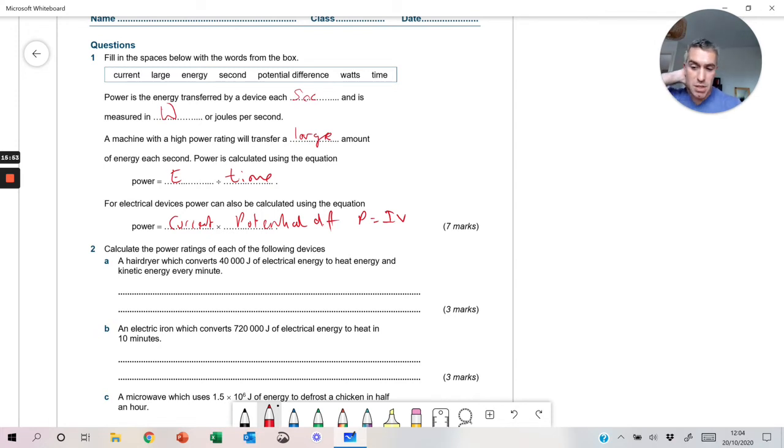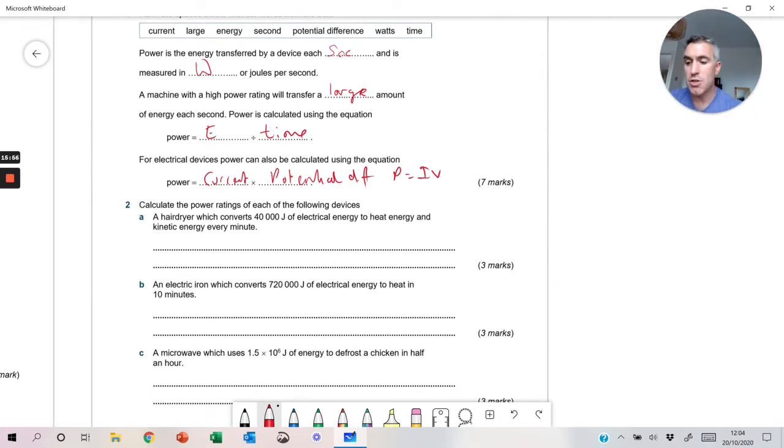Calculate the power ratings of each of the following devices. A hairdryer which converts 40,000 joules of electrical energy every minute. So 40,000 joules divided by the time. Now don't do 1 minute, because 1 minute is not the time we use, we do 60 seconds. So 40,000 divided by 60 is 666.7 watts, the devil's hairdryer.